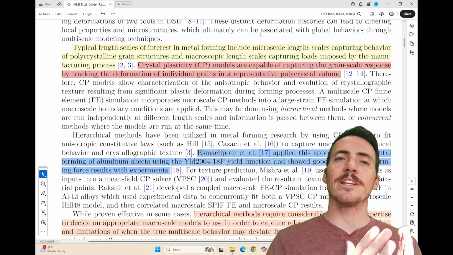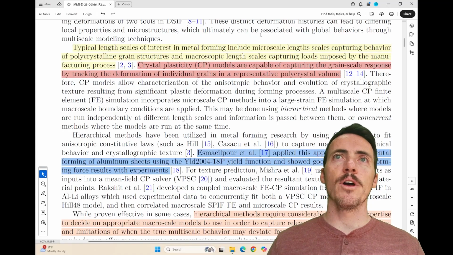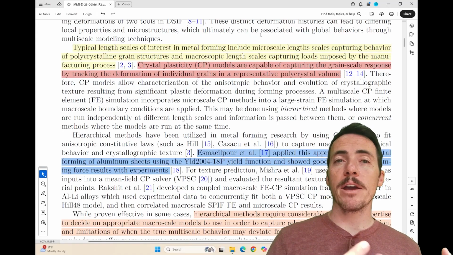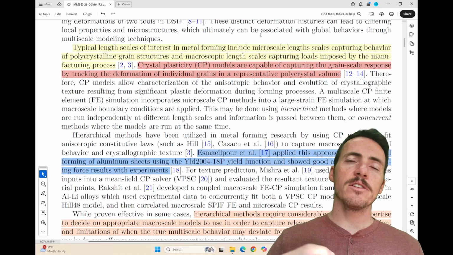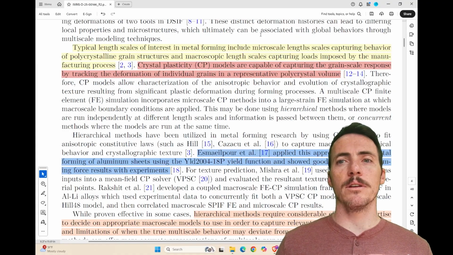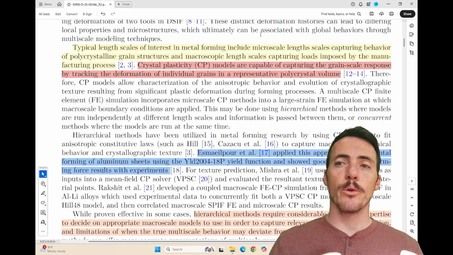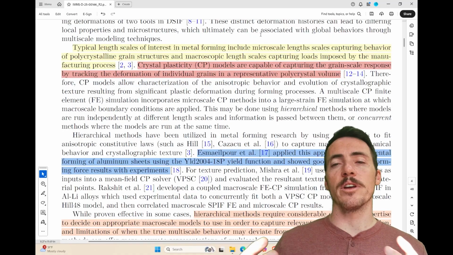This means that we have different length scales of interest. For example, the grain evolution behavior is going to happen at a very micro scale, but the deformation is going to be a macroscopic deformation. And the way to merge these two length scales is typically done via crystal plasticity, where you can actually model the individual grain response, tracking individual grains if you want within some representative volume element. And this has been done before.